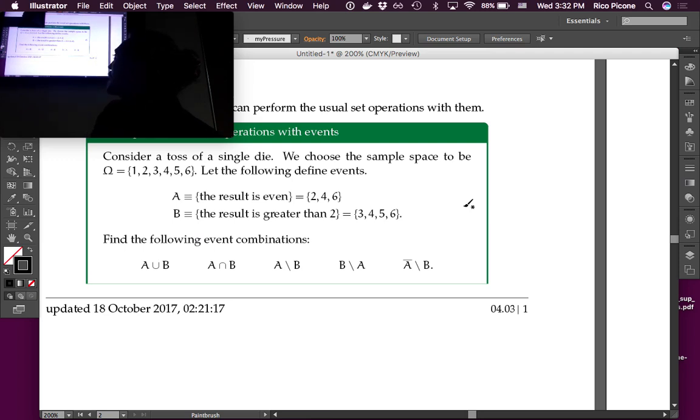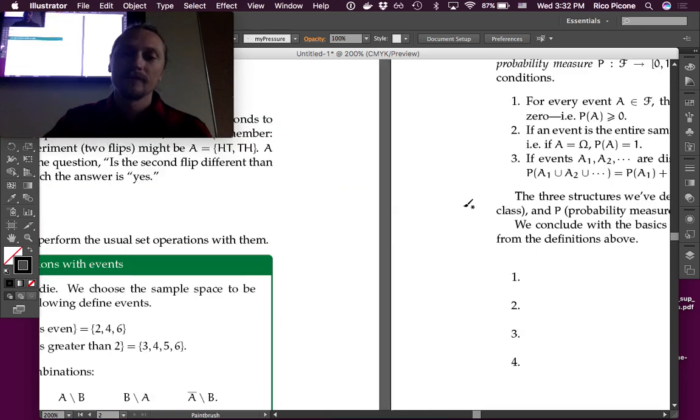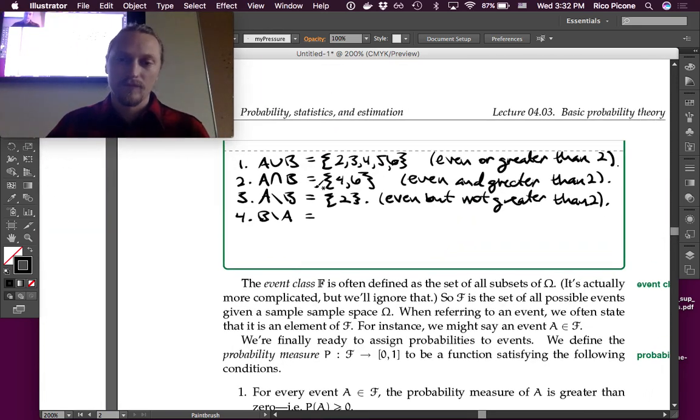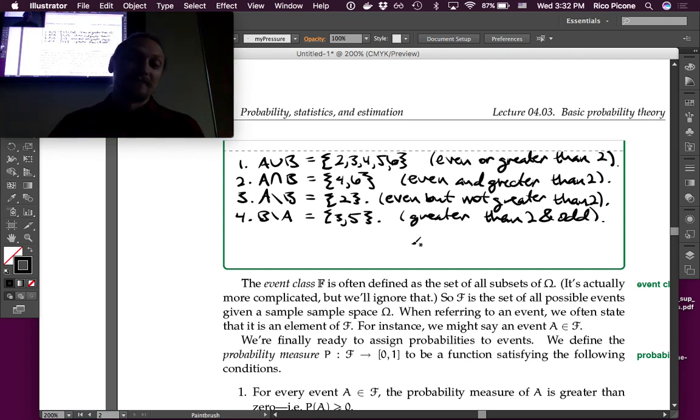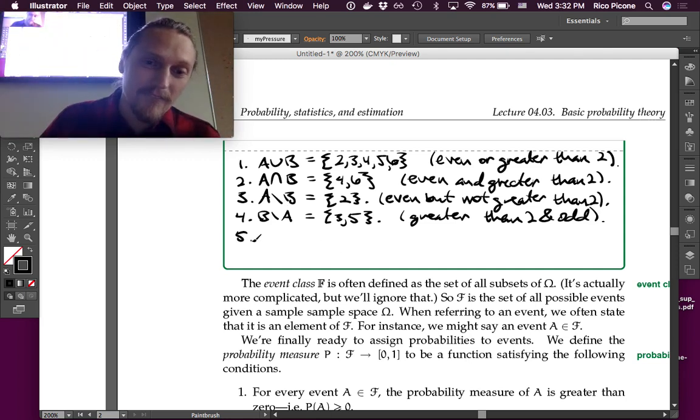3, 5, no 4, no 6, right? Three, 5, and I would say greater than 2 and odd would be one way to say it. And I like nonchalant can do ampersand now. And odd. Five.